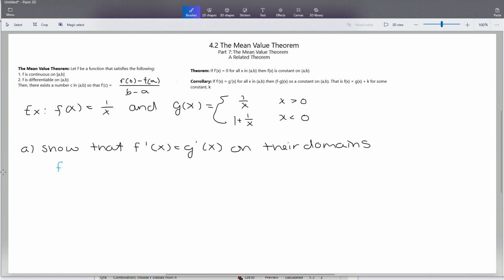So f of x is x to the minus 1, right? So f prime of x is equal to minus x to the minus 2. We could also say that this is minus 1 over x squared. Then let's look at g prime of x, and again, this is going to be given in piecewise form. So for x greater than 0, we are going to get exactly what we have here, minus 1 over x squared.